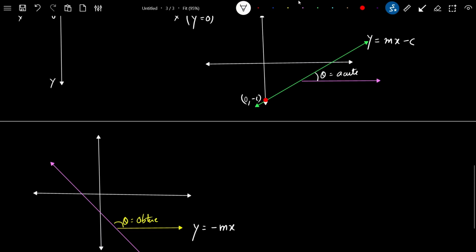Now talk about the y-intercept. Well, the y-intercept is also on the negative side. So this point would be (0, negative c), right? So it would be y equals negative mx, negative c.